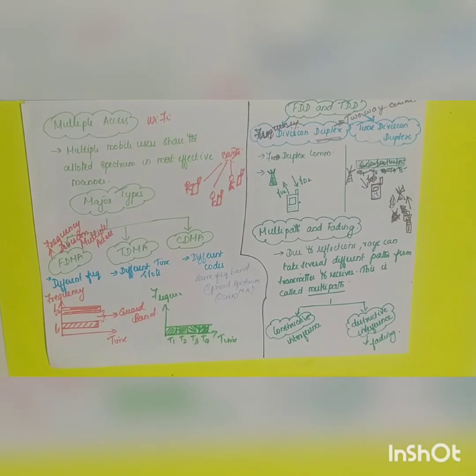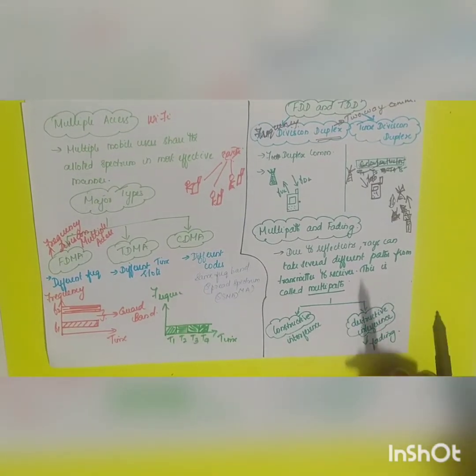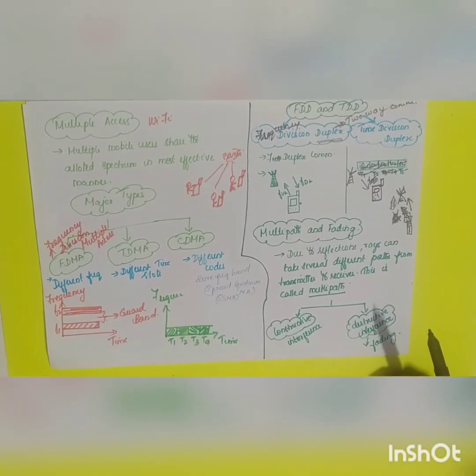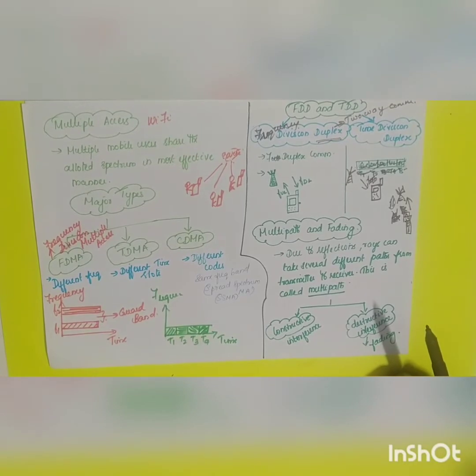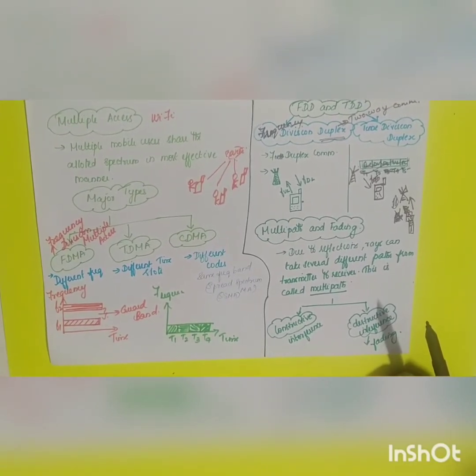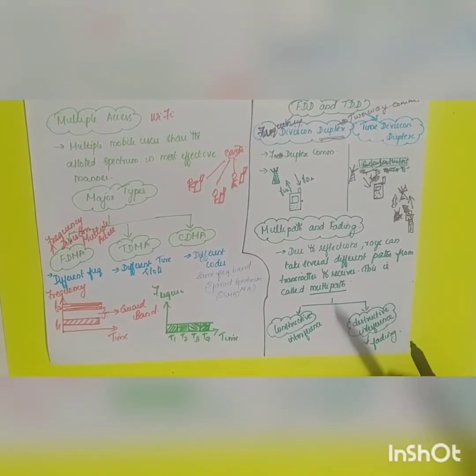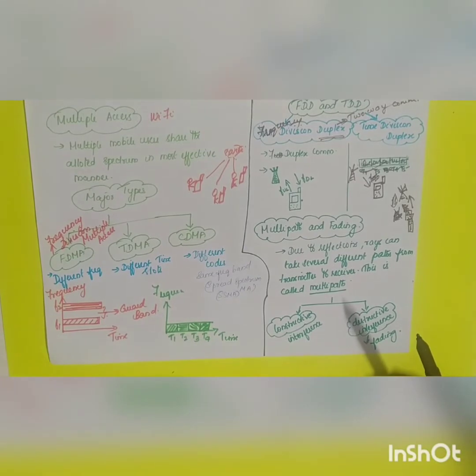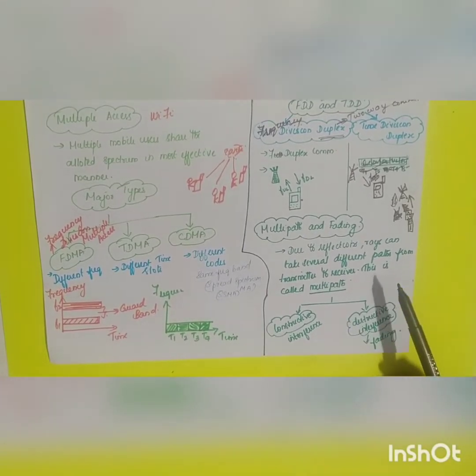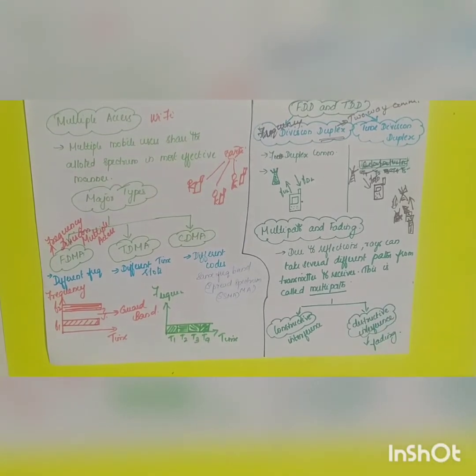So the next topic is multipath and fading. What is meant by multipath? The name itself gives you the meaning. It takes different paths. The signal propagates due to reflection. The rays can take several different paths, for example, the signals travel through buildings, hills, mountains, etc. So due to reflection, it can take different paths from the transmitter to the receiver. This is called multipath.